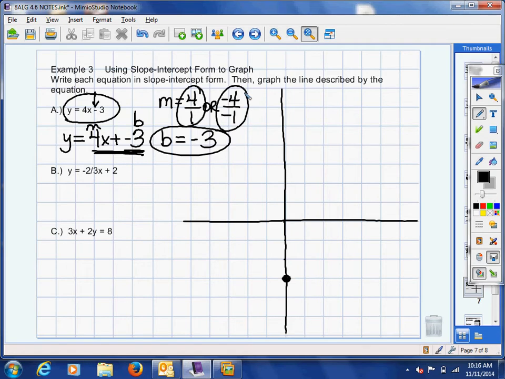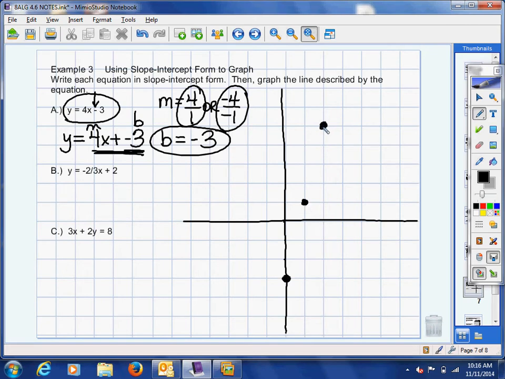Now, remember, this is a positive slope. Which way should your line lean? When you're all finished, this line should be leaning which way? I hope you said to the right. You would be correct. All right, so pencil tip on your y-intercept, and let's go up 4, right 1, and mark it. Up 4, right 1, mark it.